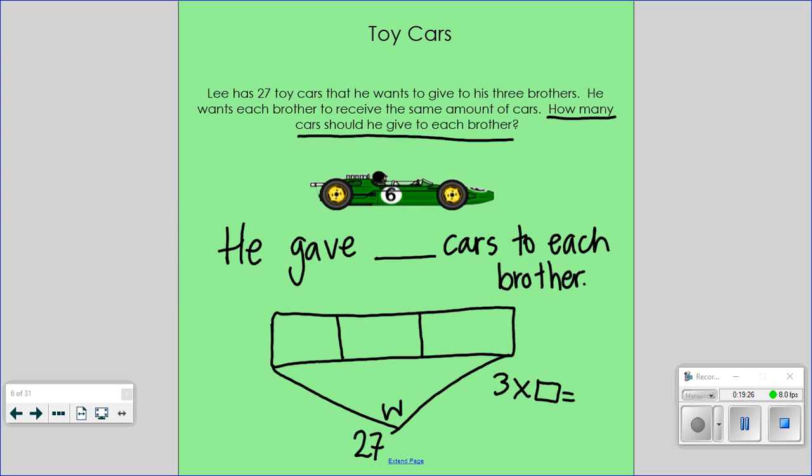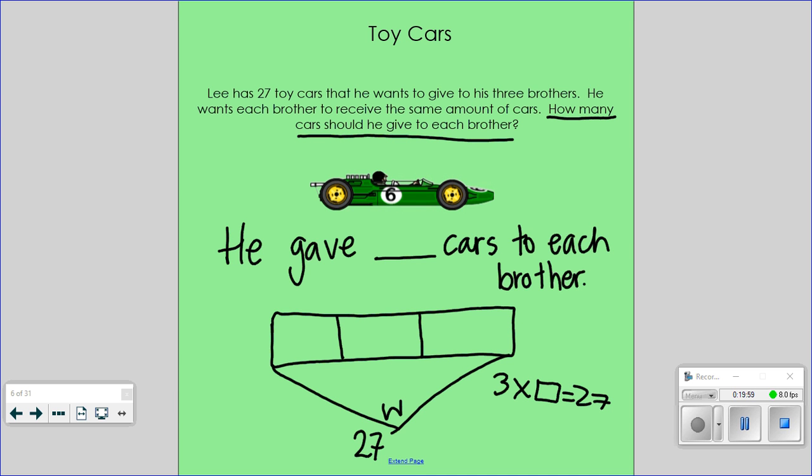So guess what? 3 groups of box equals box. Do I know the total? No. Look at your bar. Do you know the total? Yes. Down there by W, do you know the total? Yes. Oh, interesting. So 3 times something is going to give us 27.